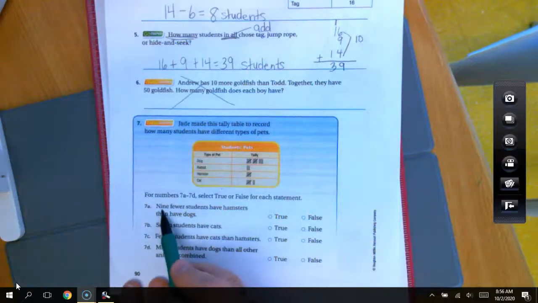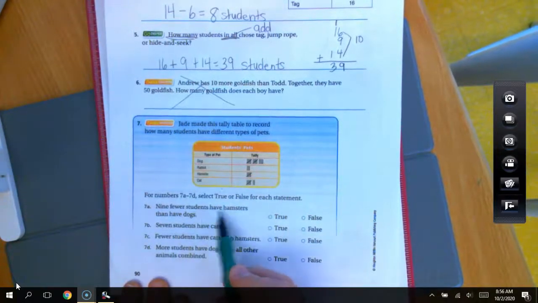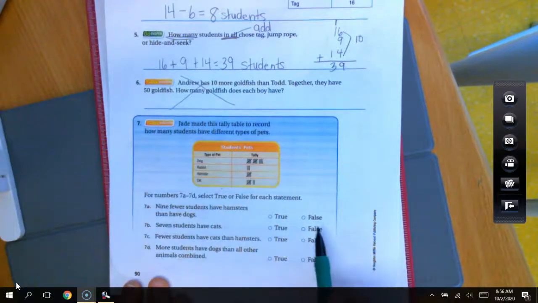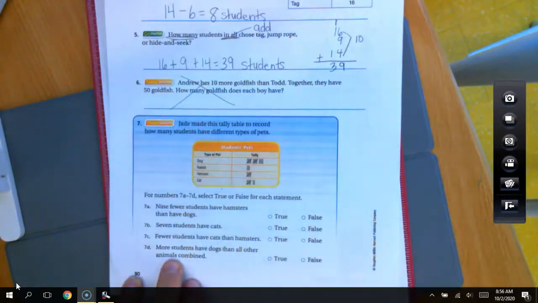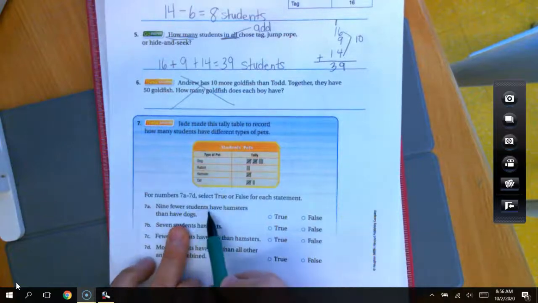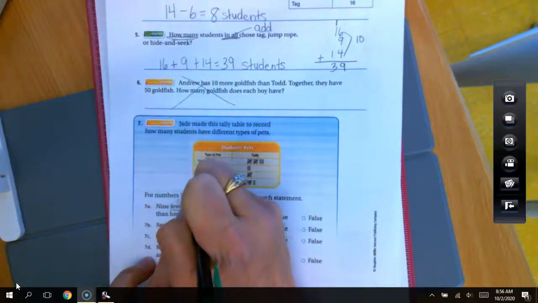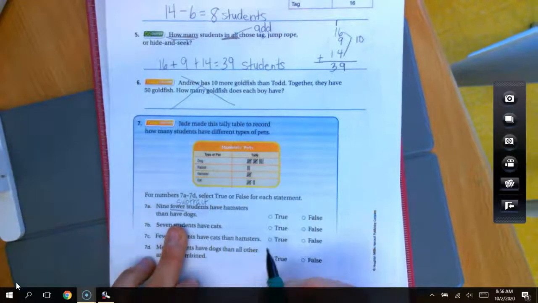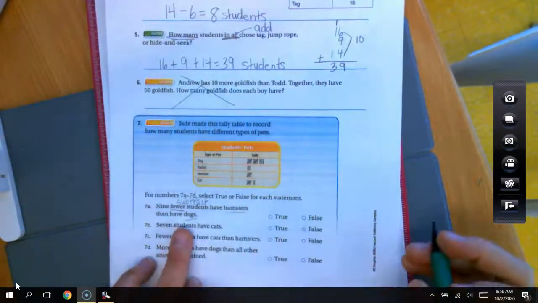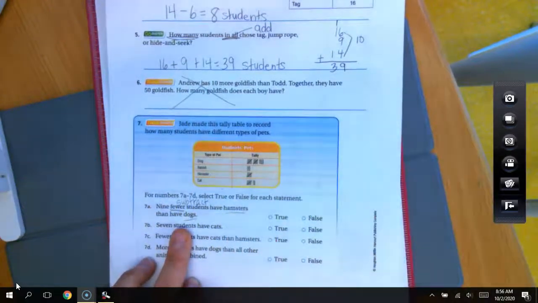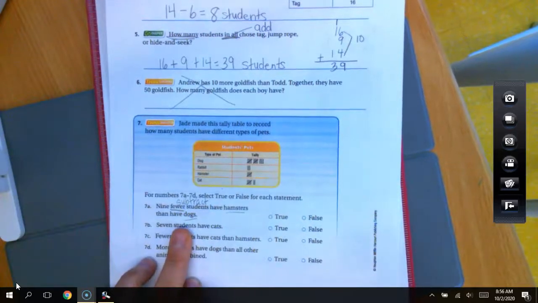Okay. It says 9 fewer students have hamsters than dogs. We need to know, is that true or is that false? Well, we have to dig deeper. Fewer means to subtract. And I have hamsters, and I have dogs. Those tally marks are kind of hard to read, so guess what I'm going to do? I'm going to make this into a frequency table, so it's easier to solve.